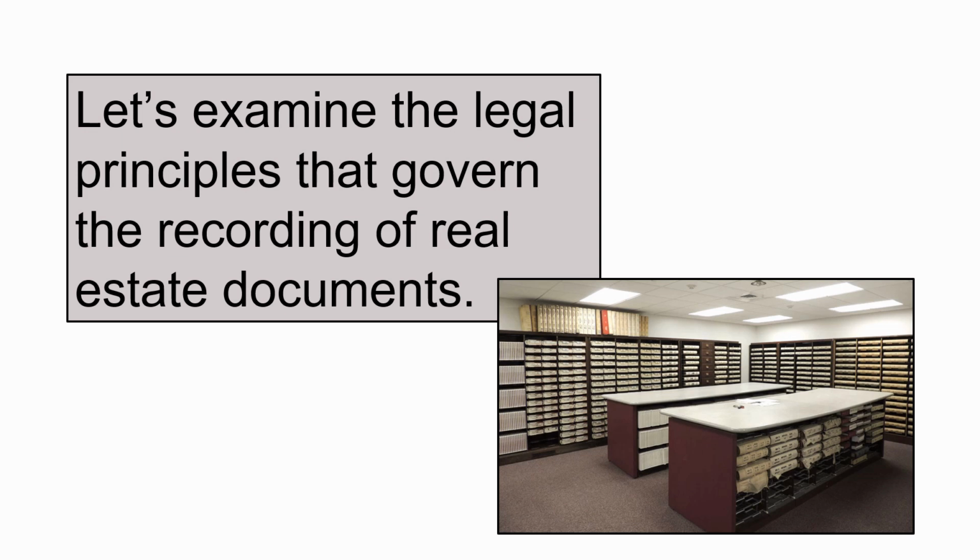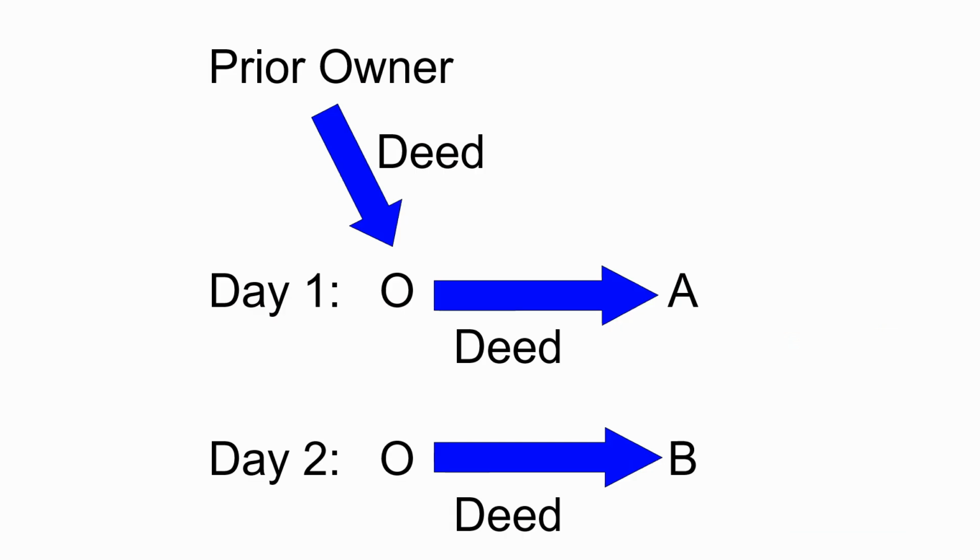Let's examine the legal principles that govern the recording of real estate documents. In this example, we have O, who is the current owner of a parcel of land. O obtained the title by a deed from some previous owner some time ago. Now on day one, O makes a deed of this land to A. And then on day two, O, who is obviously acting improperly, makes a conflicting deed of exactly the same land to B. So the question before us is which one of these two people, A or B, really owns the parcel of land? And the answer, of course, is A does, basically because A got it first.